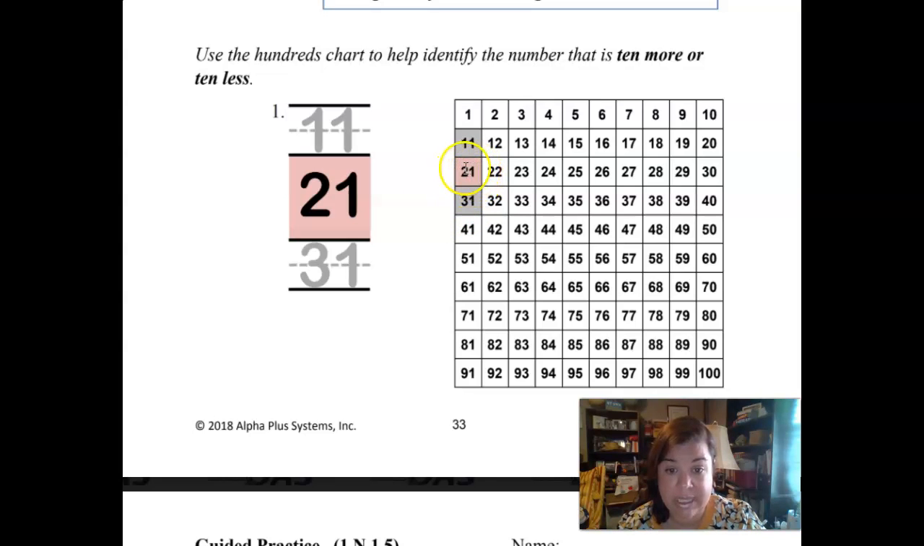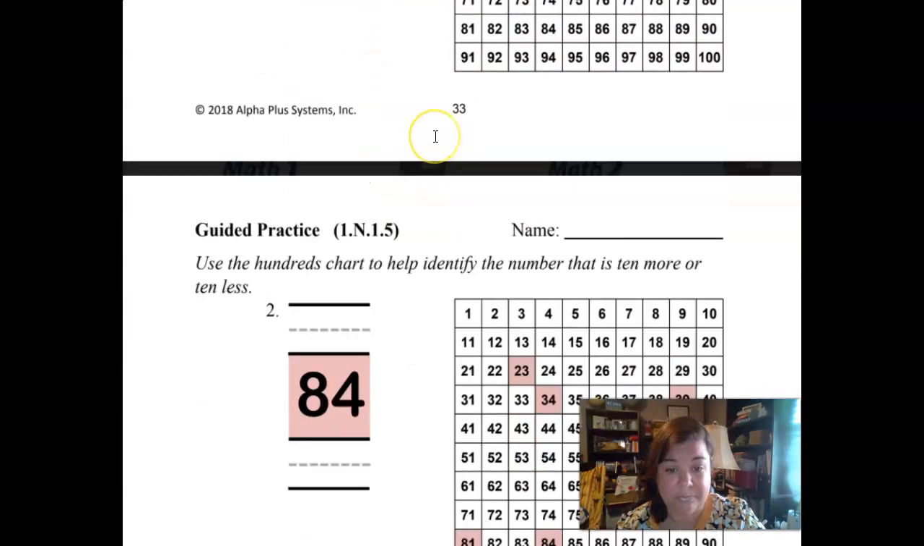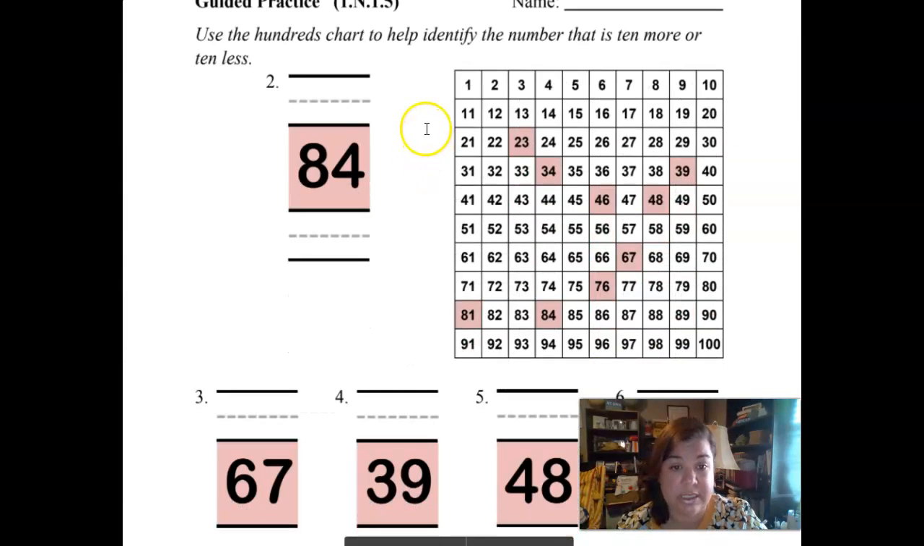So 10 less than 21, we go to the row right above it, and what number is that? 11. Good. And we have 21. If we go 10 more, we go to the row right below it. What number is that? 31. Good. Okay, so let's look at this one.